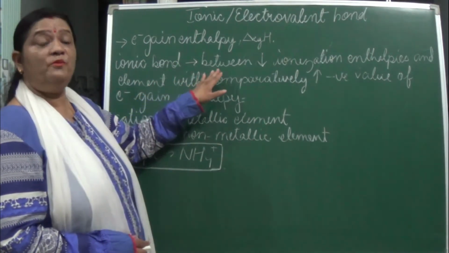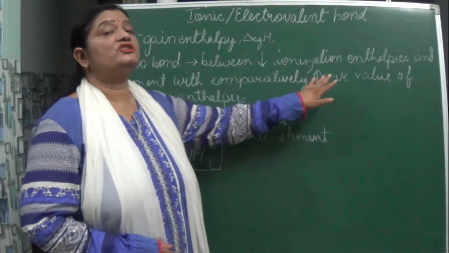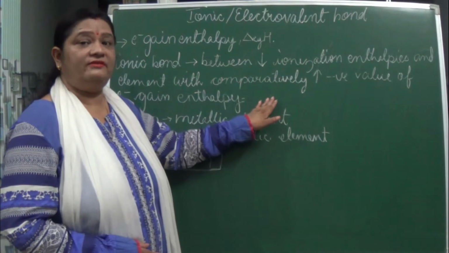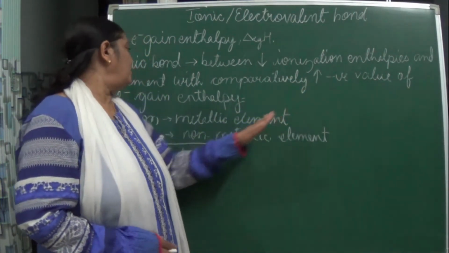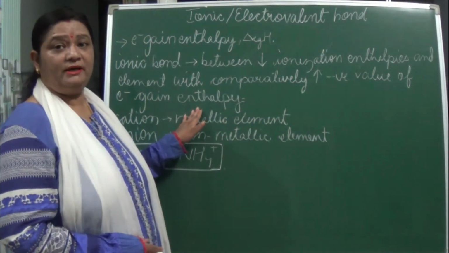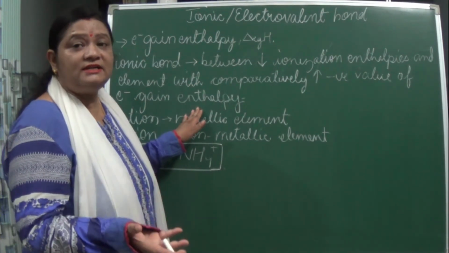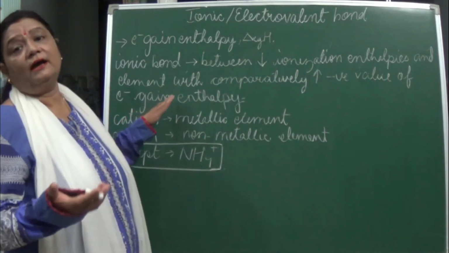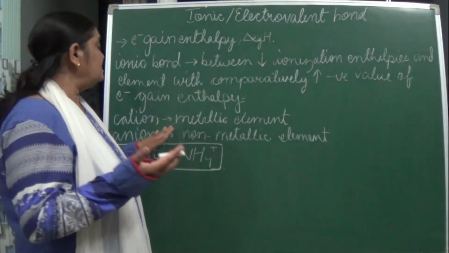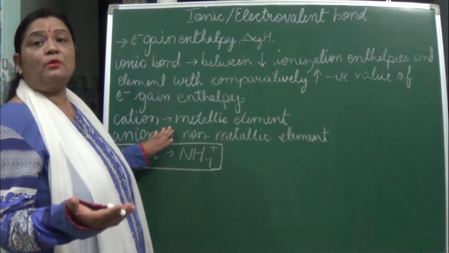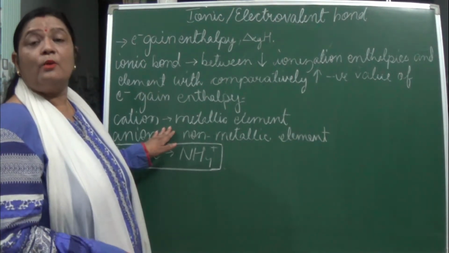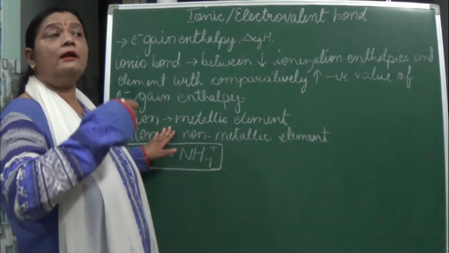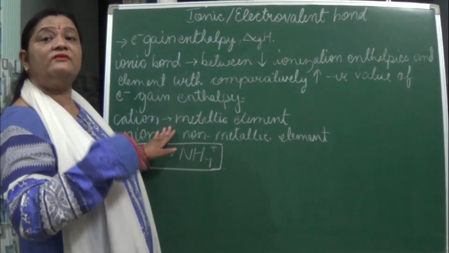It is a bond between an element with low ionization enthalpy and an element with a comparatively more negative value of electron gain enthalpy. So here it is basically saying it is a bond between a metal and a non-metal. Metallic elements are cationic in nature. What do we mean by cationic in nature? Why have they formed cations? Because they are losing the electrons, they are giving the electrons.